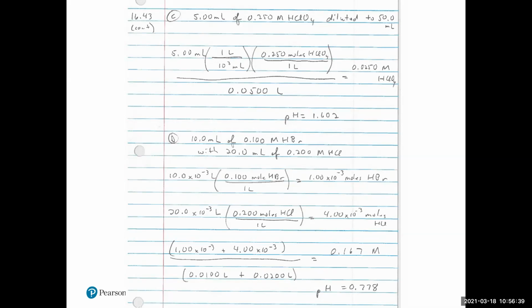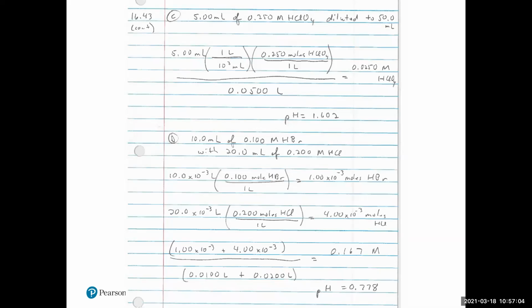So for the first one, we convert our mL to liters, 10 times 10 to the minus 3 liters, times the molarity to give us moles of that HBr. And then we do the same thing for the HCl, 20 mL there. We convert that to liters and then multiply it by the molarity to get moles of HCl for that.